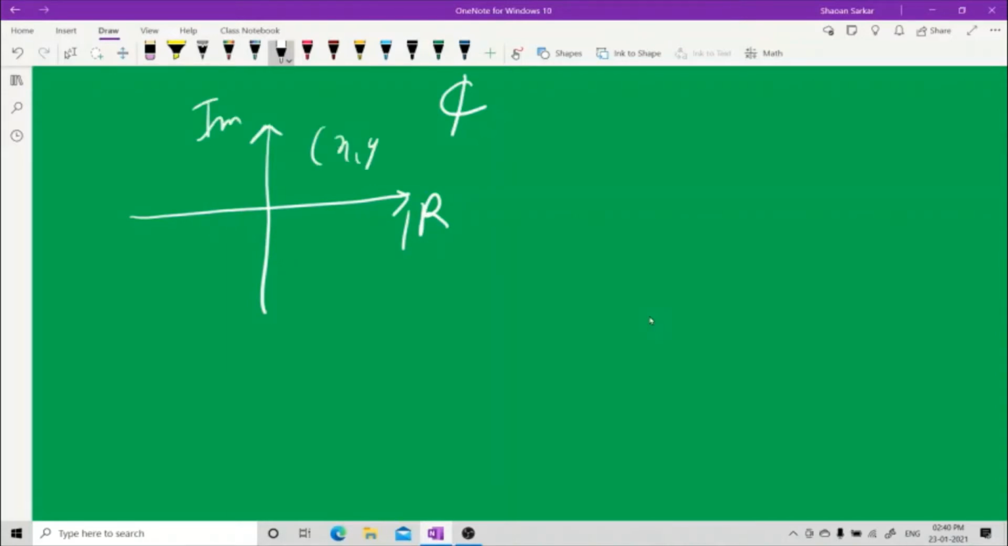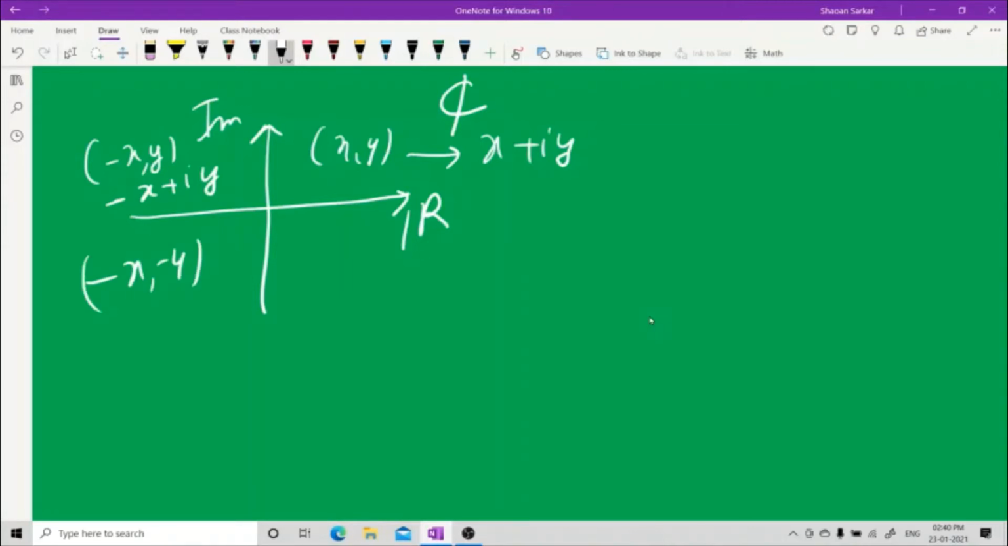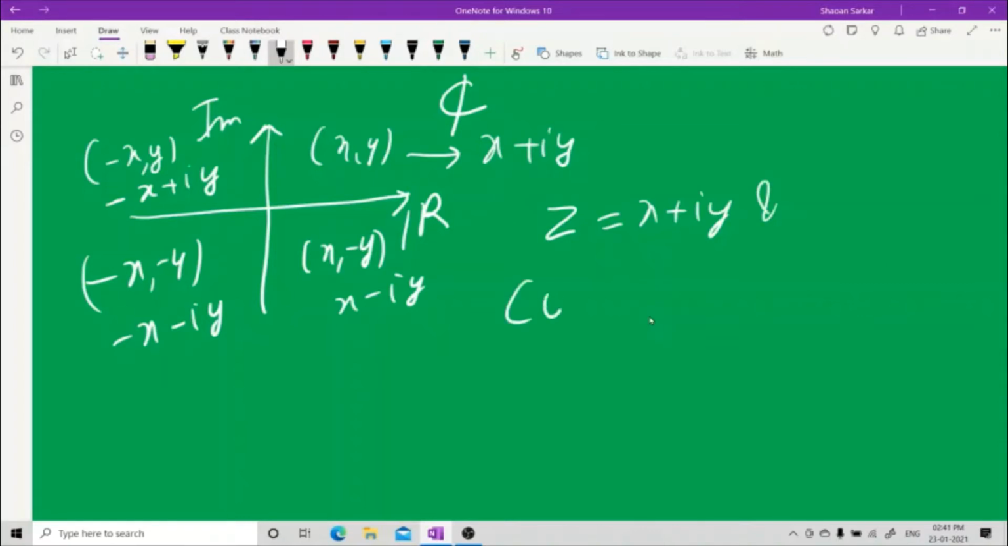Now the coordinate here is written as x plus iy. Here the coordinate minus x comma y is written as minus x plus iy. Here minus x minus y is written as minus x minus iy, and here x minus y is written as x minus iy. And I told you about the conjugate. Z equal to x plus iy, and the conjugate, I am writing in short, z bar, is nothing but x minus iy.